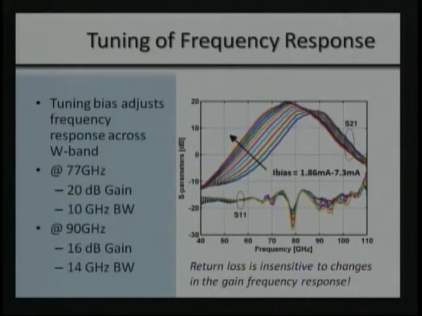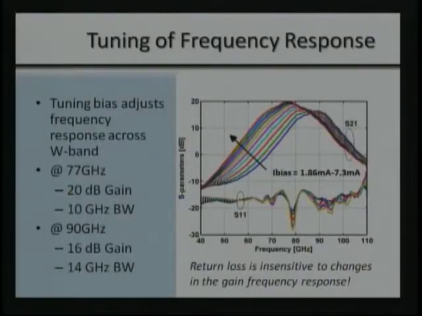But the very, very interesting thing about this is our return loss under all of those conditions didn't change. So we don't have a matching problem with this amplifier. We can reconfigure it to be tuned to different frequencies at millimeter wave bands, but we don't need to reconfigure the matching networks at the same time. So this was a very interesting direction.